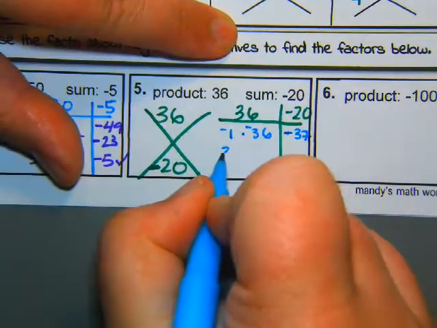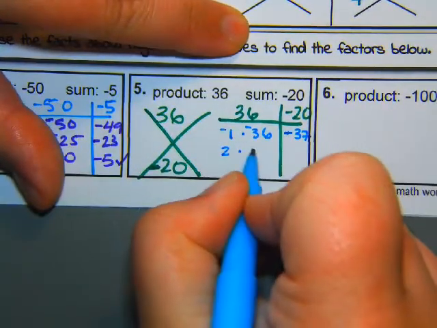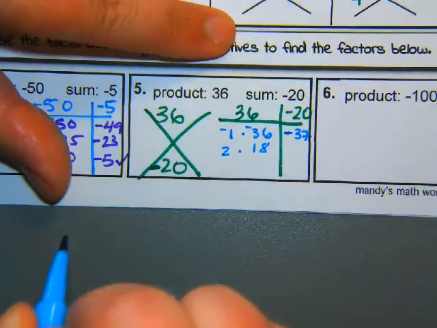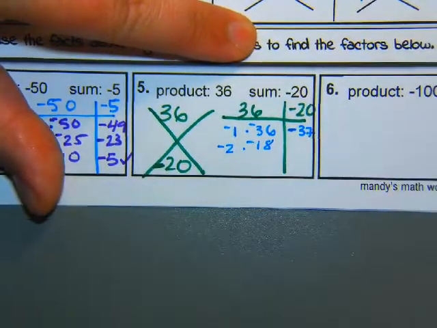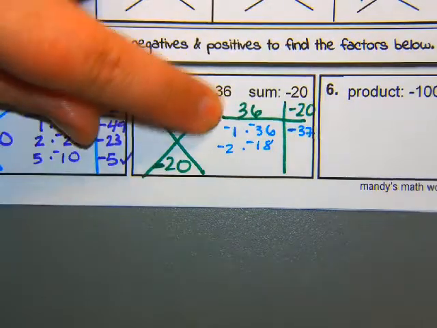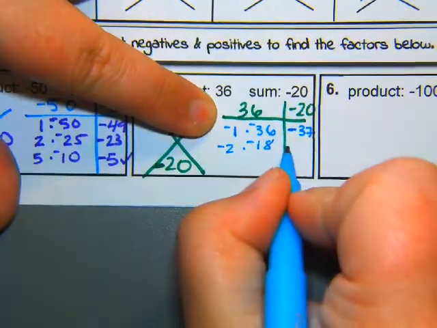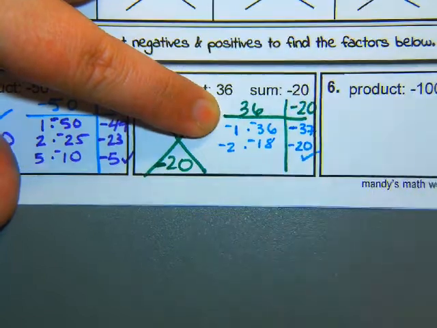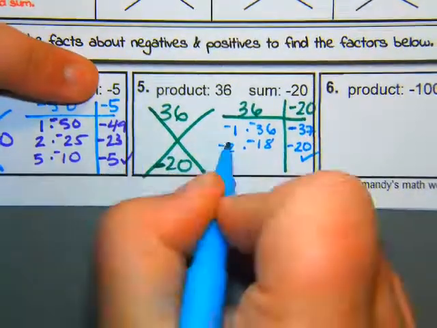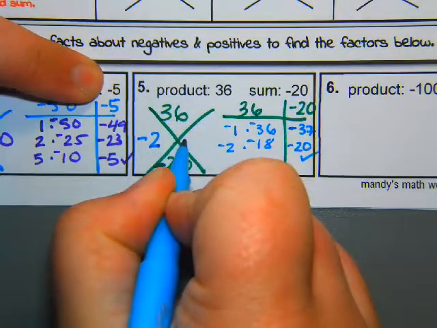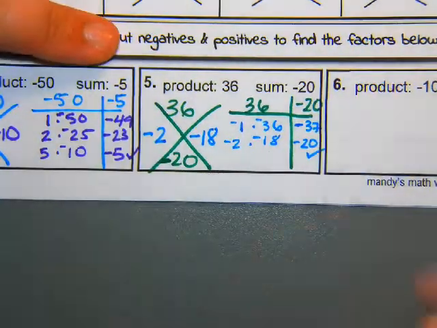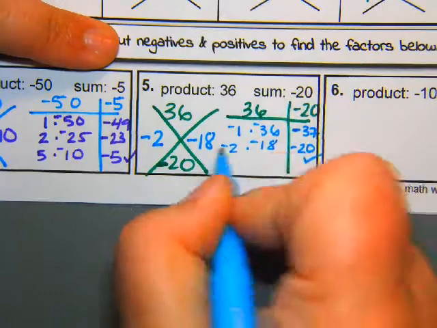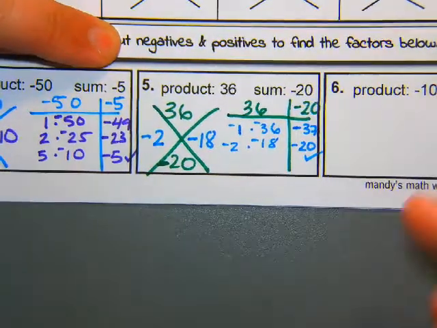Next one, 2 times 18. So that gives you positive 36, but we need them both to be negative. That still multiplies to positive 36, but it will add to negative 20. We did it. So the factors are negative 2 and negative 18. If you check them on your calculator, multiply them, you'll get positive 36. Add them, you'll get negative 20.